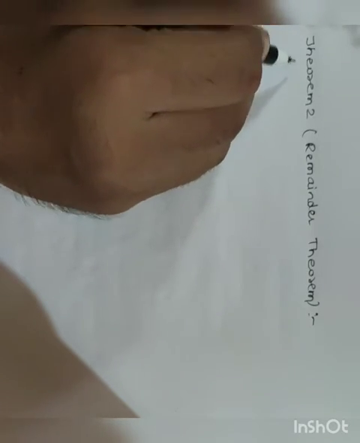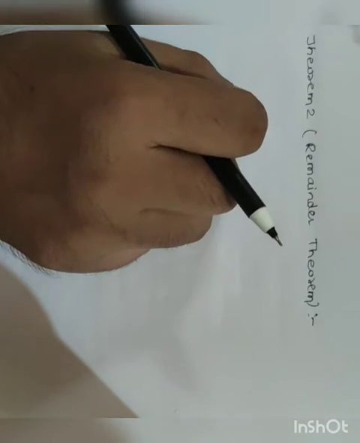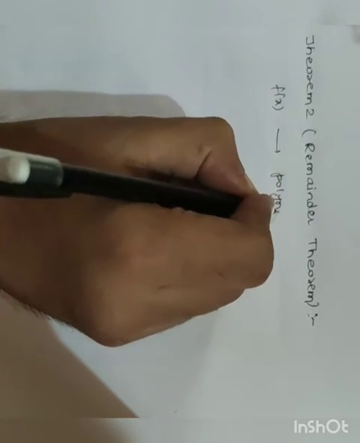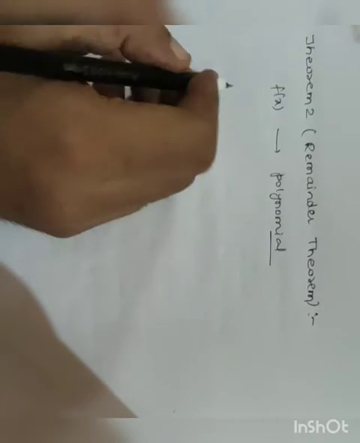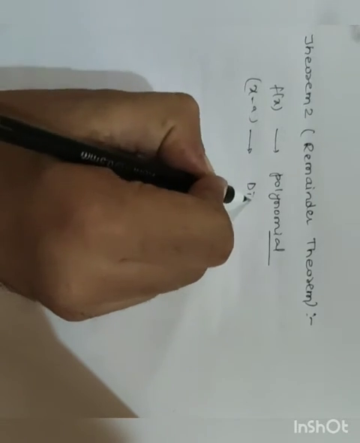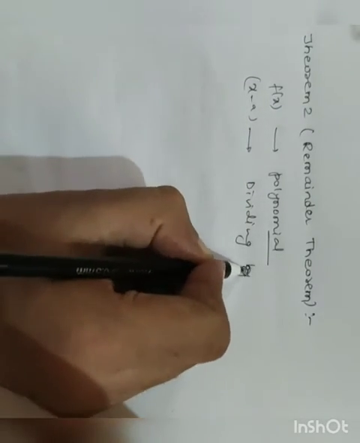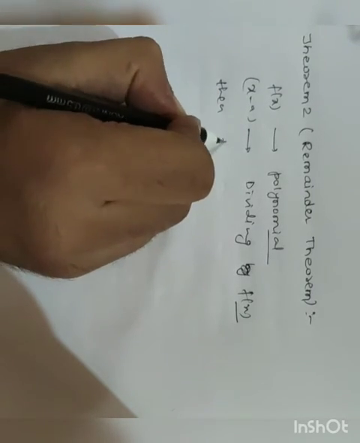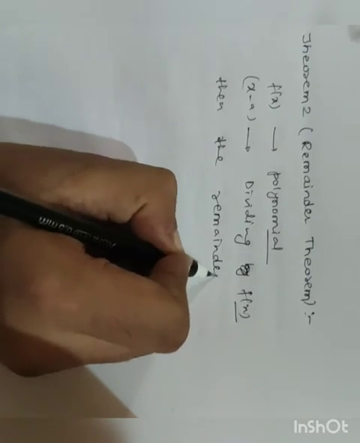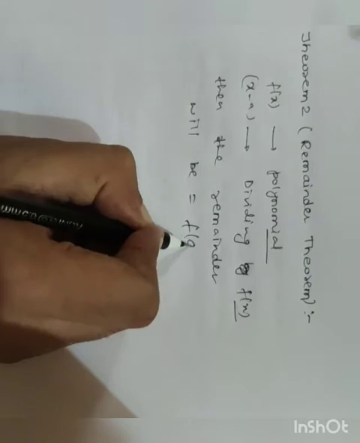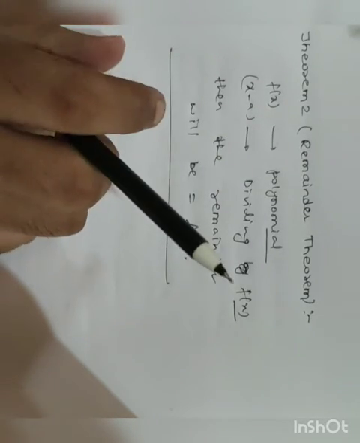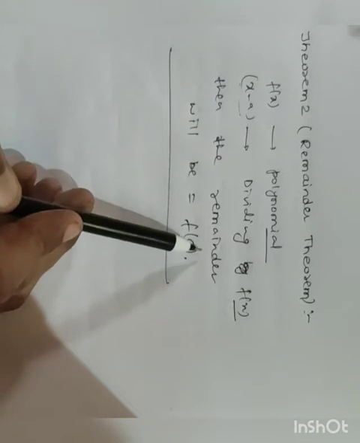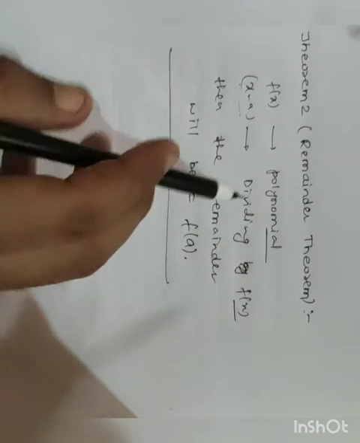Now we have second in line, theorem 2, the remainder theorem. It is a very important theorem which states that if f(x) is a polynomial and we are dividing it by x minus a, then the remainder will be equal to f(a). So the remainder theorem states that if f(x) is a polynomial and it is divided by x minus a, then the remainder will be f(a). So how can we verify it?